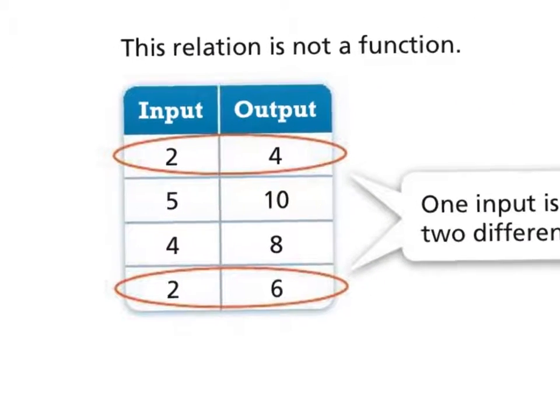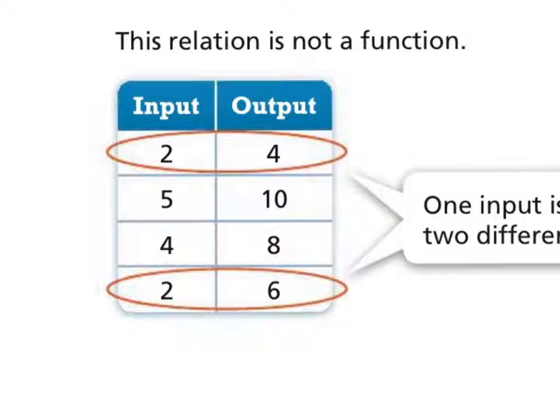This one, they've given us a table. It's not a function because, remember, the inputs, like our x values, we have two different x values of 2, but they're going to two different numbers, going to 4 and going to 6. So that's like if we have the same ingredients, but we end up with two different things. I can't have the same ingredients and it makes cookies and meatloaf. That doesn't make sense. So that is not a function.